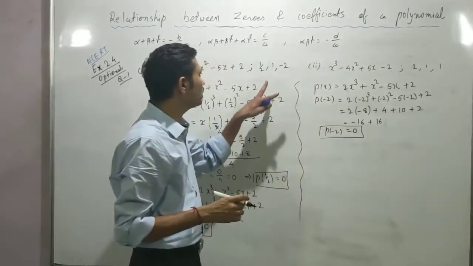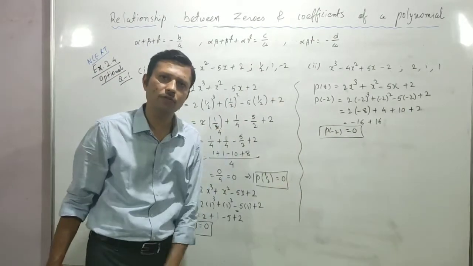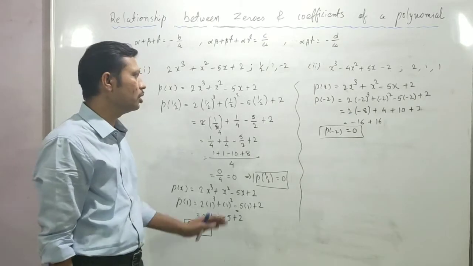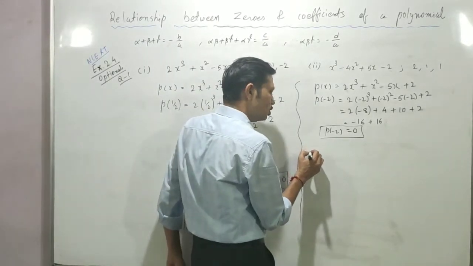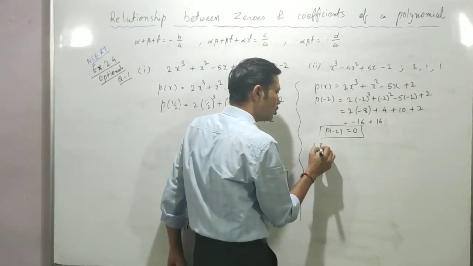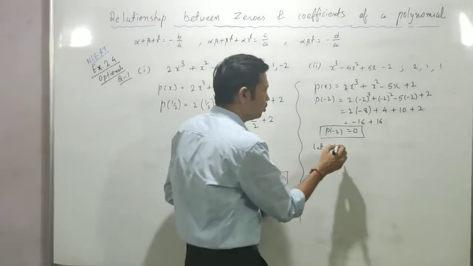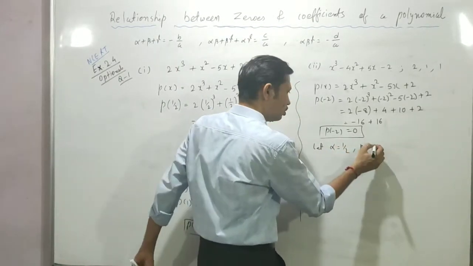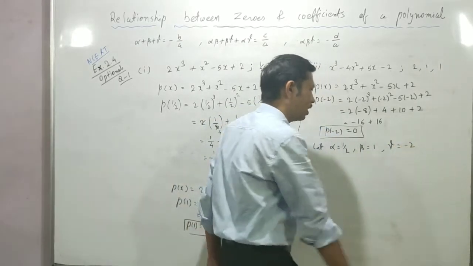So all three given values for our polynomial are zeros of our polynomial. Now we will establish the relationship between the zeros and the coefficients. Okay, so now let's do it. Let alpha be 1 by 2, another zero beta be 1, and the third zero, gamma, I am taking as minus 2.